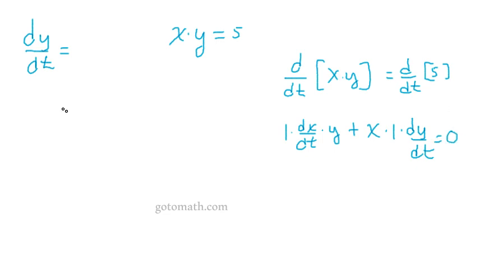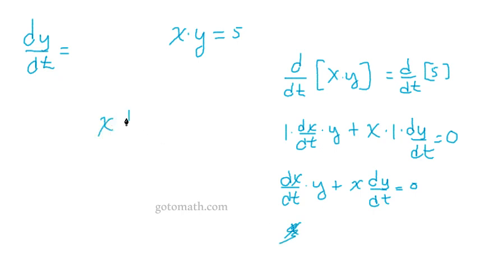Okay. Now we're asked to find dy over dt, so we're going to have to solve for dy over dt here. But first thing I'm going to do is just clean this up. So dx over dt times y plus x, just getting rid of those ones there. And so we want to solve for dy over dt. So I'm going to take this over to the right hand side.